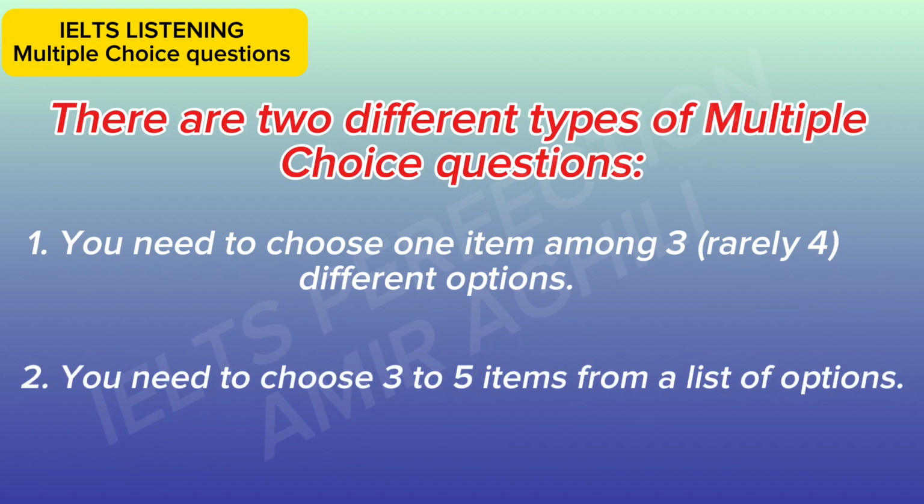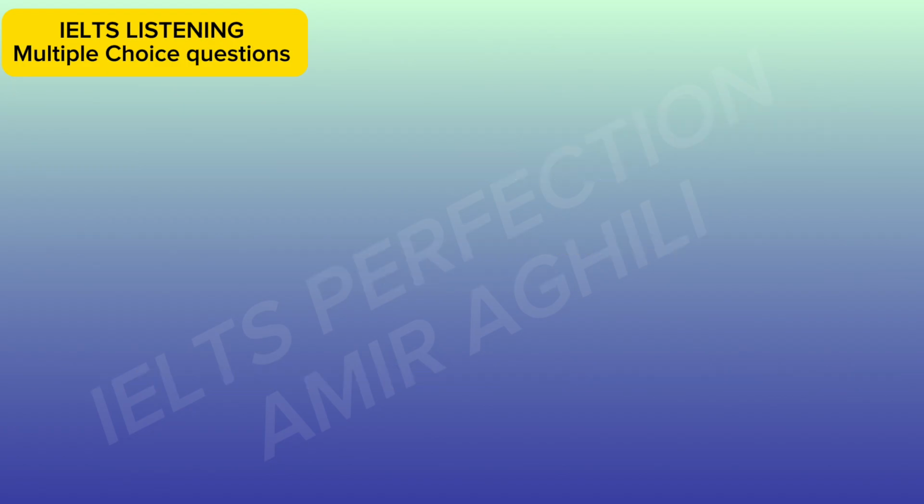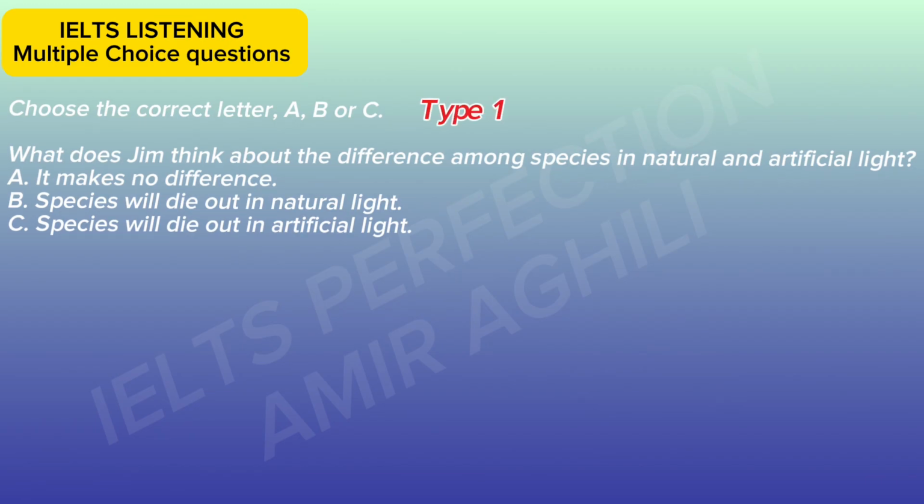There are two different types of multiple choice questions. In type 1, you need to choose one item among 3, rarely 4, different options. And in type 2, you need to choose 3 to 5 items from a list of options. You can see an example of each type here.